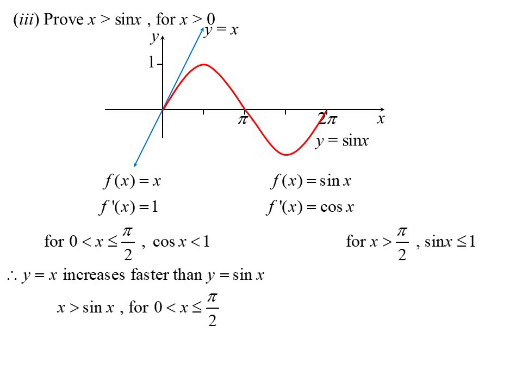For x greater than pi on 2, well, sine x is always less than or equal to 1. And so therefore, well, our line's going to keep going up. So that one, yeah, sure, x is greater than sine x, because that's always going to be the case. So yeah, x will be greater than sine x for any positive number. That will always be true.